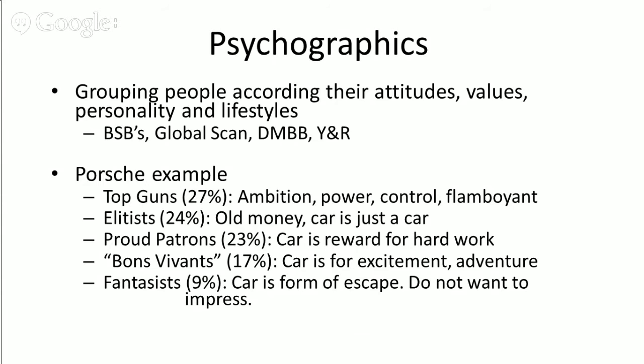27% like cars, power, control. They want to be flamboyant. 24% are the elitists. These people come from old money. A car is just a car. Proud patrons feel that a car is a reward for hard work, and so on and so on. So in promotions, if you were going to target each of these segments, you clearly would have different advertising, different promotional elements for each one. You wouldn't promote a car as being powerful or exciting for the elitists, for example. That's just not why they drive cars. So you need to understand that.